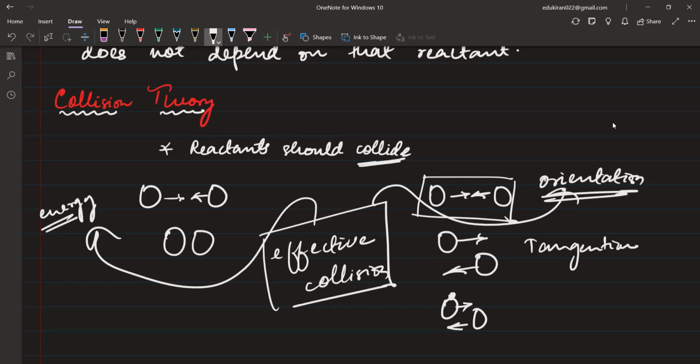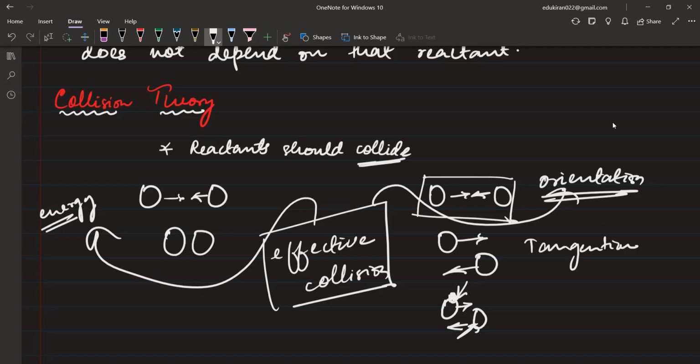Otherwise, if they are just touching each other, scratching the surfaces and going away, that is also a collision, but that is not going to give you a product. Similarly, if they are halfway colliding with each other, that is also not going to give the product, because suppose the reactive site is here and this reactive site is here, then they are not going to give the product because those reactive sites are not colliding with each other.